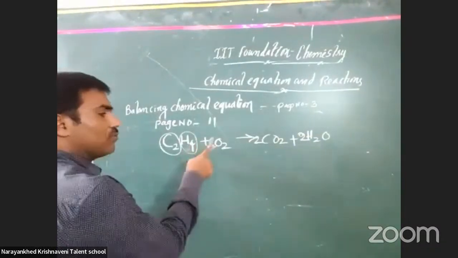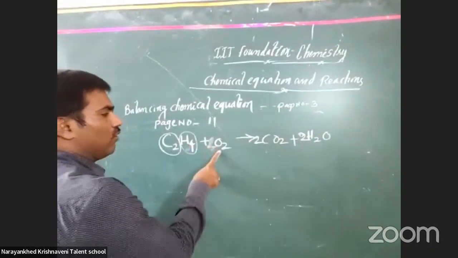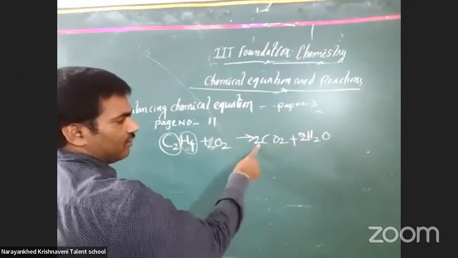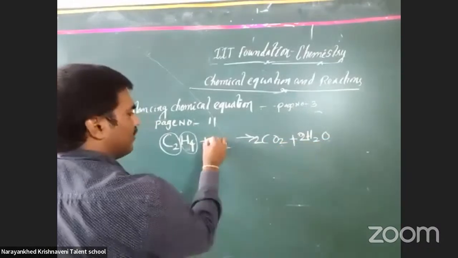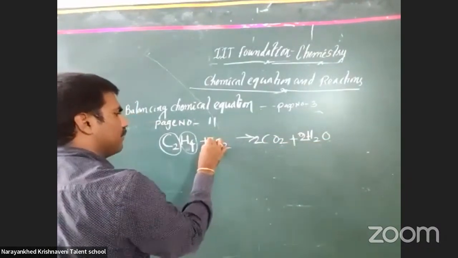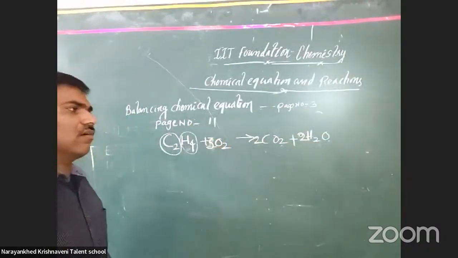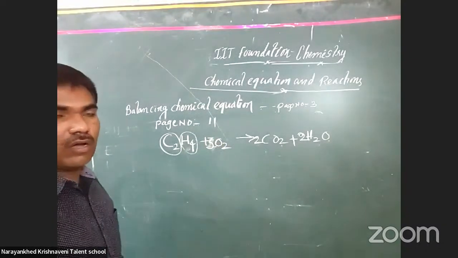Understood? Now come to the third element, oxygen. How many oxygens are on the left? Two. After the changing, how many become here? Four oxygens here and six there. Then make it three. Got it? I hope you got it all this time.